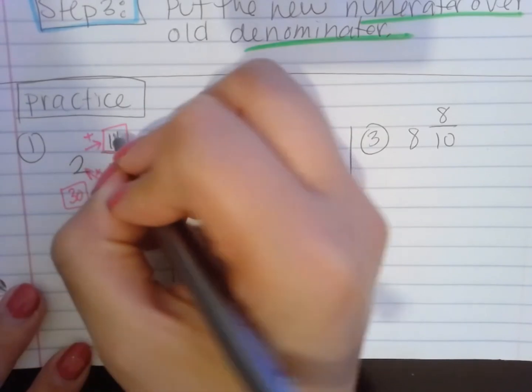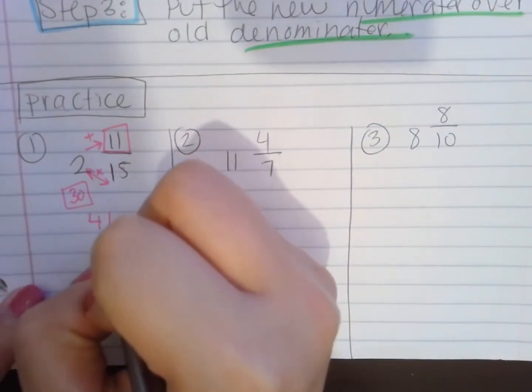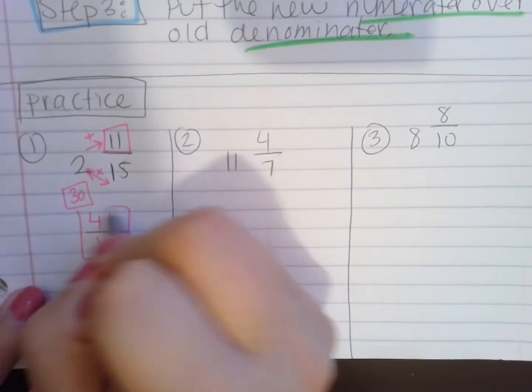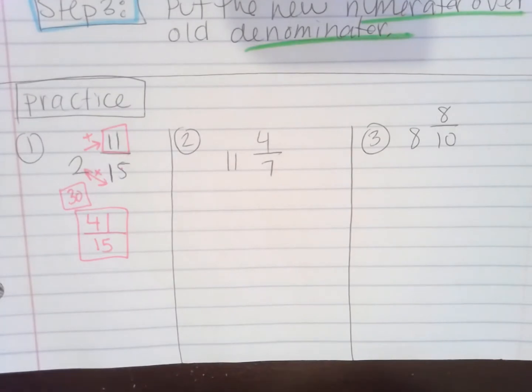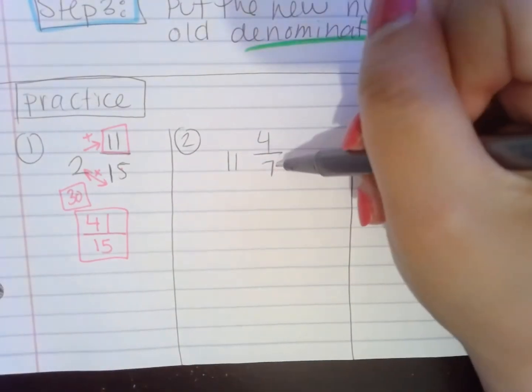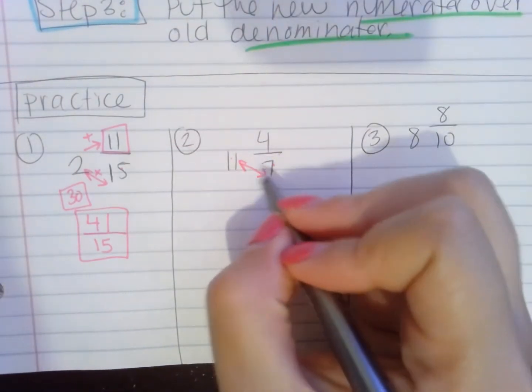So I'm going to multiply and then add. I'm going to add 30 plus 11, and that's going to give me a total of 41. And then you're going to keep your denominator, and that's 15. And that's it. That's all you're doing. Next, we have 7 times 11. So once again, we're going to multiply our denominator with our whole number.